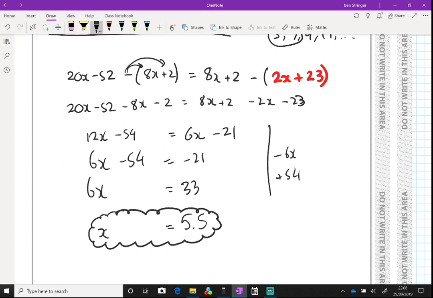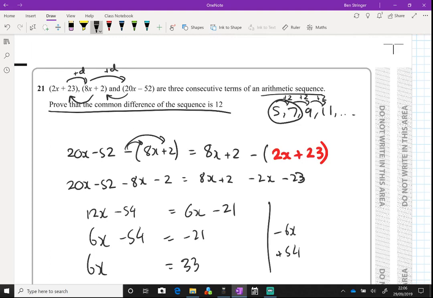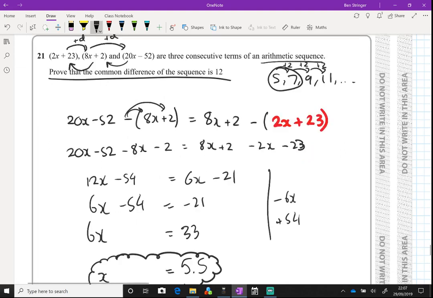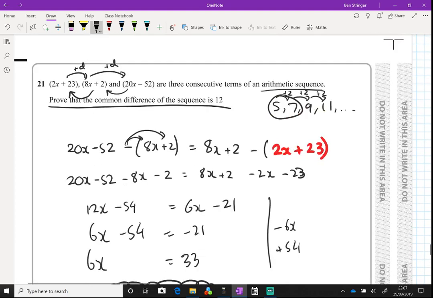I'm just going to check I set everything up right. So this third term take away this second term. 20x minus 52 I did right there. Take away 8x plus 2. I did get that bit correct, and then below it I did put that negative to both of them, good. And then the second term 8x plus 2 take away 2x plus 23. I did connect that negative there and there. I then said that and that makes 12x, that and that makes negative 54, that and that makes 6x, that and that makes negative 21. Yeah, I'm happy with that. I took 6x on both sides, added 54 to both sides, got 33. Okay, no, I think that's fine.